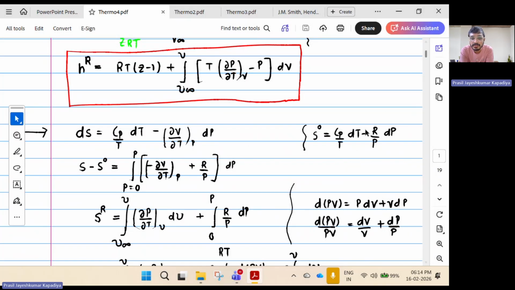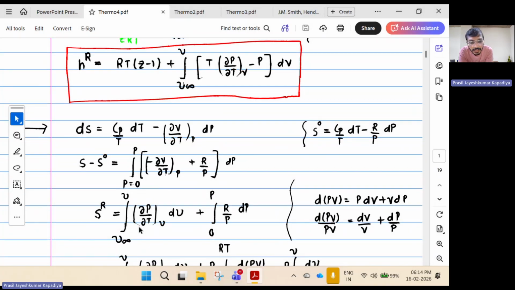This will not be zero. This will be V by T. Del V by del T at constant pressure will be R by P into dP as it is. So if I put this, we get S minus S naught, the actual S minus S naught. So this Cp dT will cancel out, and we will be left only with this particular term.